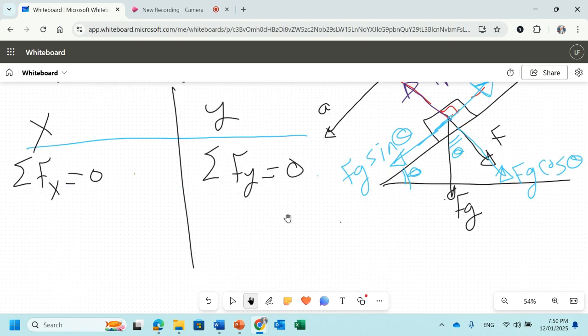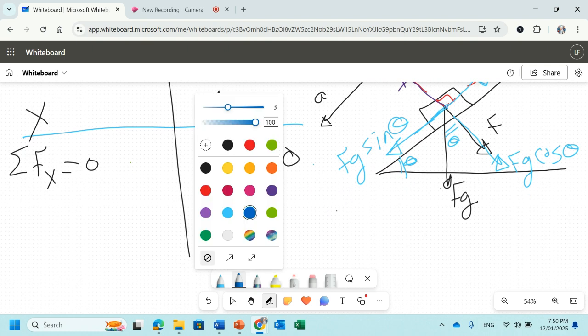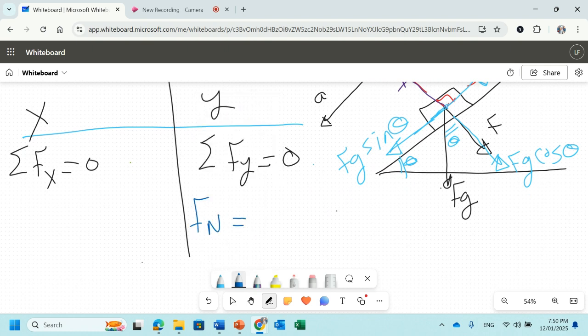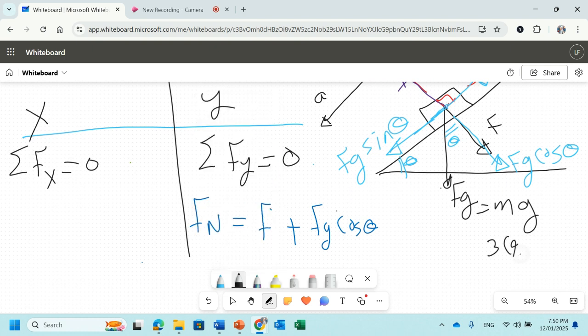So Fn equals the applied force plus Fg cosine the angle. We need to calculate Fg first. Fg is mass times free fall acceleration. The mass is 3 times 9.81, and this we need to calculate. 3 times 9.81 will be 29.43 in Newton.